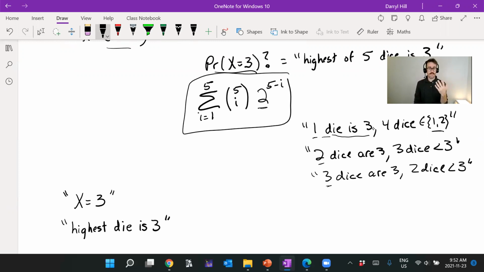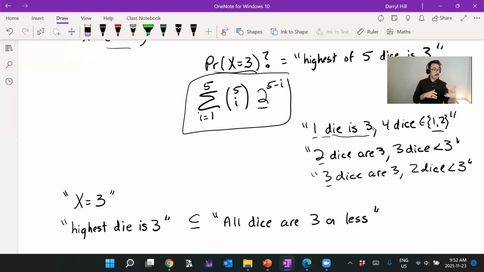Well, that is equal to, if I take a superset of that, I can say that this is a subset of all dice are 3 or less, right? So if all dice are 3 or less, that includes all of the ones where the highest die is 3, right? So that makes sense, hopefully. Does that make sense to everybody?